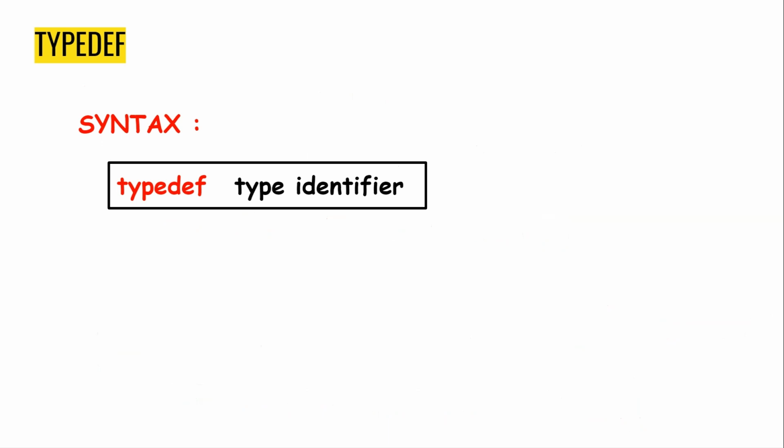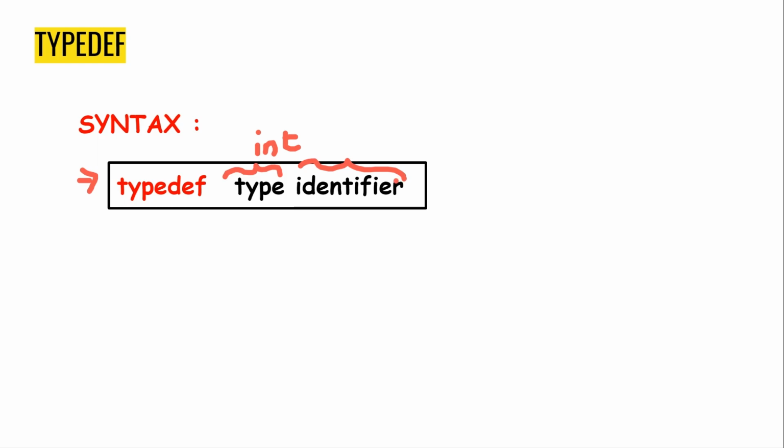Next is the typedef. C supports a feature known as type definition. It allows the users to define an identifier that would represent an existing data type. Here we are not creating a new data type. It represents an already existing data type, which means that typedef gives a new name to the already existing data type. The syntax for typedef: the keyword typedef followed by type identifier. Here the type refers to an already existing data type, say for example, int.